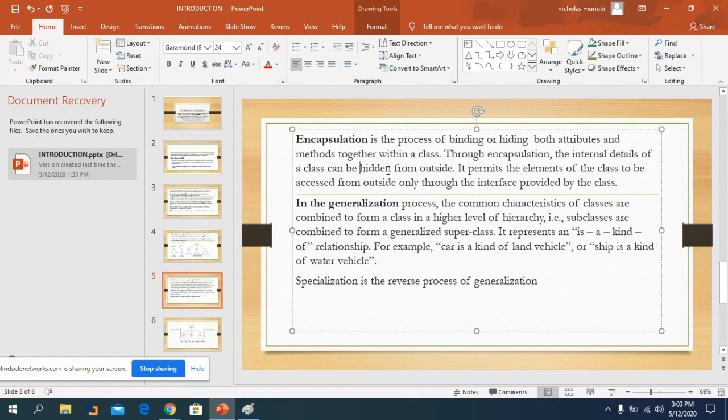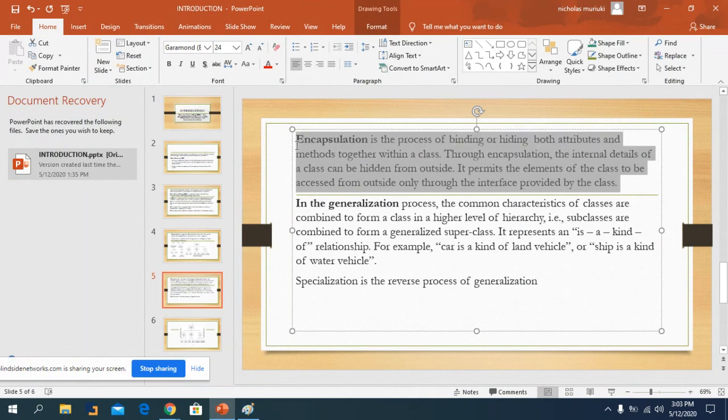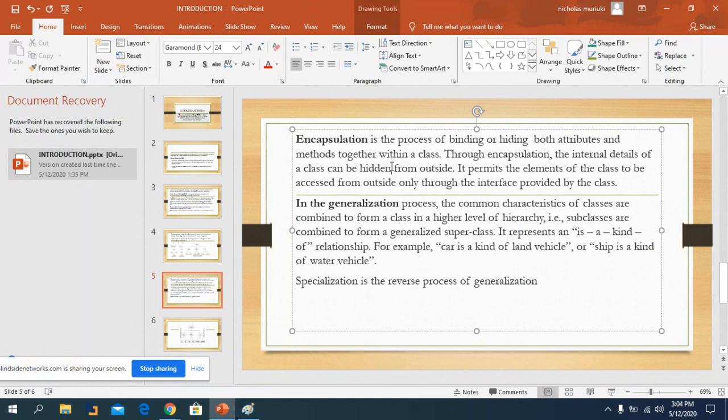So when you hide data, we are abstracting, we are hiding some irrelevant information from users. We are only providing relevant information to users. And that is what you call encapsulation, which permits the elements of a class to be accessed from outside only through the interface provided by the class. That's why when you log in to your system, we don't see how the system has been created. We only see the interface. We can see the name of the unit, the unit code, and submit, but we don't see how the unit code is joined with other classes, because there are some classes that have been joined.